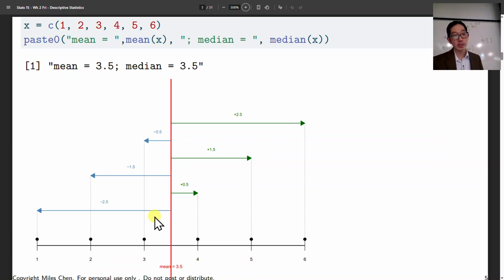And so you can see the negative deviations on the left-hand side exactly cancel out the positive deviations on the right-hand side, okay?